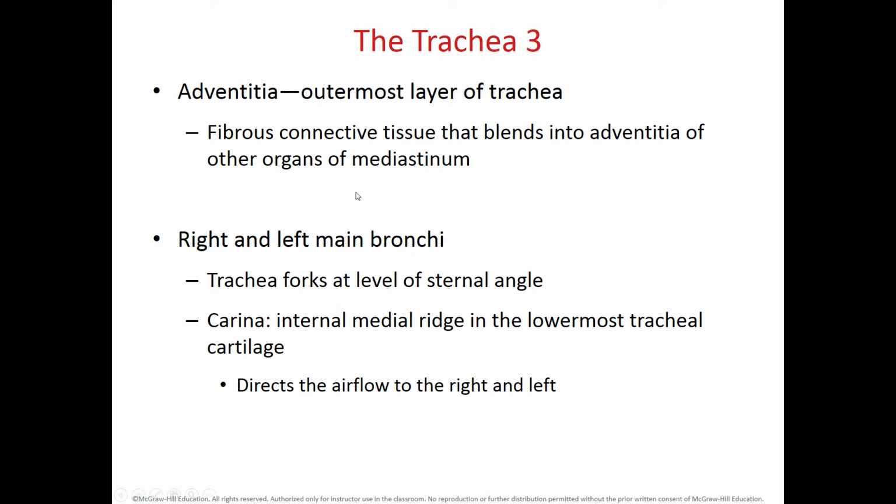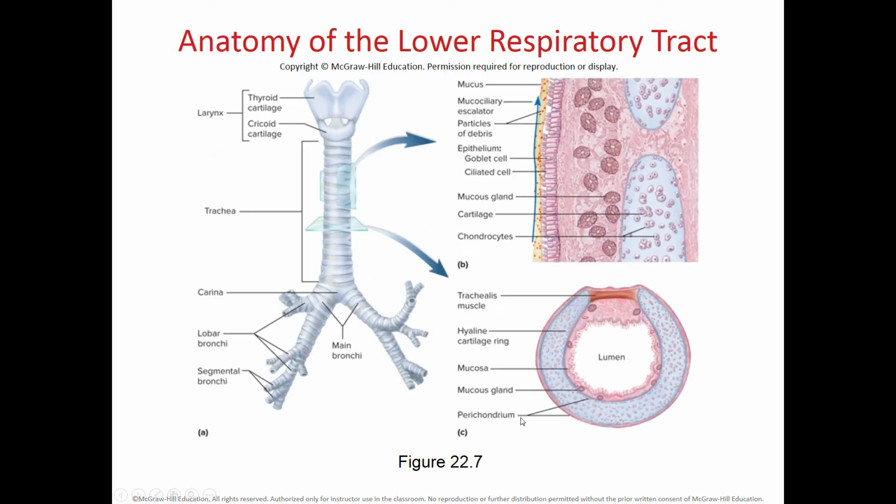Below the trachea, we have this splitting of the trachea into the right and left main bronchi. The trachea will divide into the right and left main bronchi at the external angle in the second intercostal space. And then internally, this division can be seen as an internal medial ridge that we call the carina. And then from the trachea, you can drive the air into the right and left main bronchi.